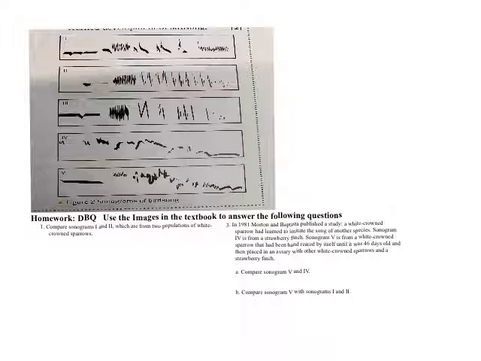Okay, so the first question is compare sonograms 1 and 2, which are from two populations of white-crowned sparrows. Some of the things you could say: they both have a steady low pitch at the beginning, here and here. So that's a similarity. And then they have a variable pitch pattern here, which is actually called a trill. You're not expected to know what it's called. You're supposed to be able to describe it.